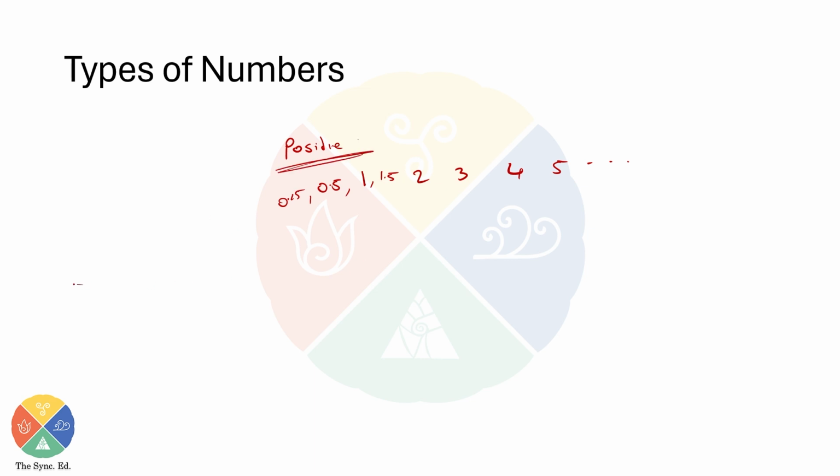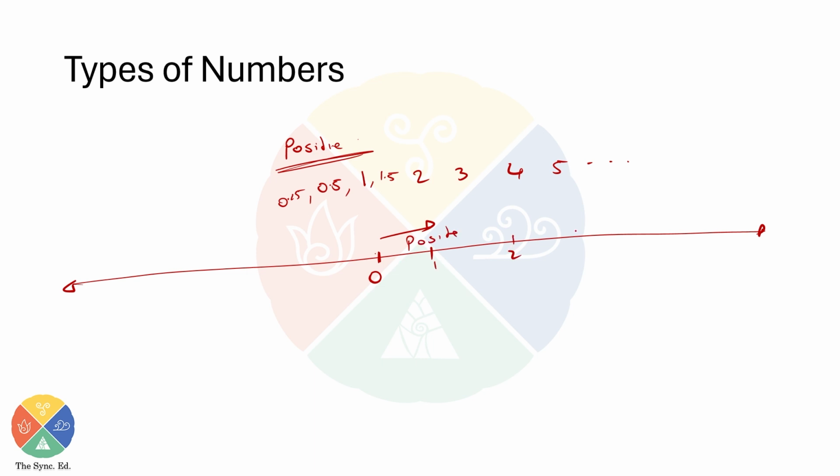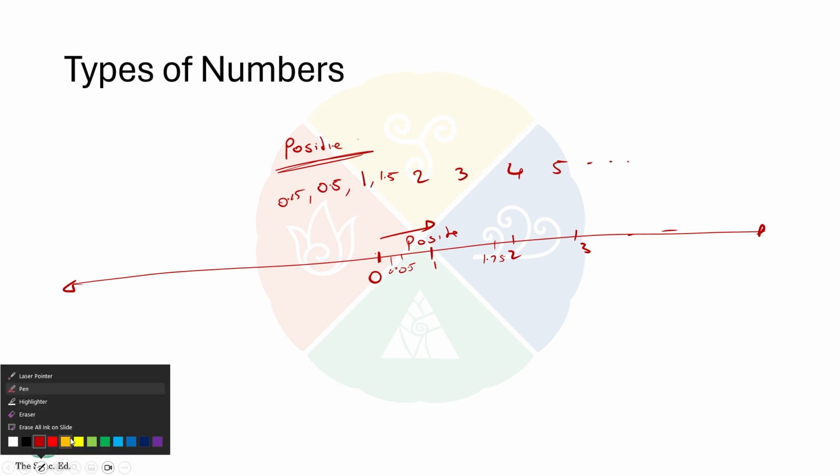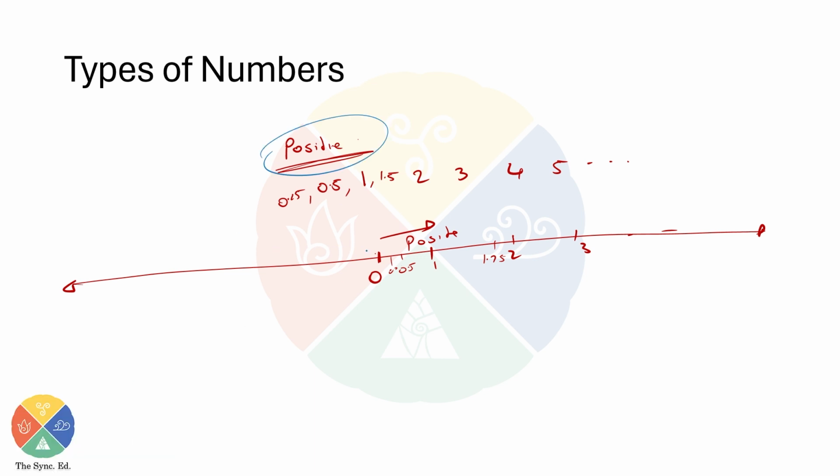If I put a number line, all the numbers to the right side of 0 are known as positive numbers. So 1, 2, 3, and all the numbers even between, like 0.5, 0.25, 1.75, all such numbers are positive numbers. So that's the first category, positive numbers. The second category is negative numbers, all numbers less than 0. That means minus 1, minus 2, minus 3, minus 4, and also minus 0.5, minus 1.5. All those numbers are negative numbers. So that's the second category.